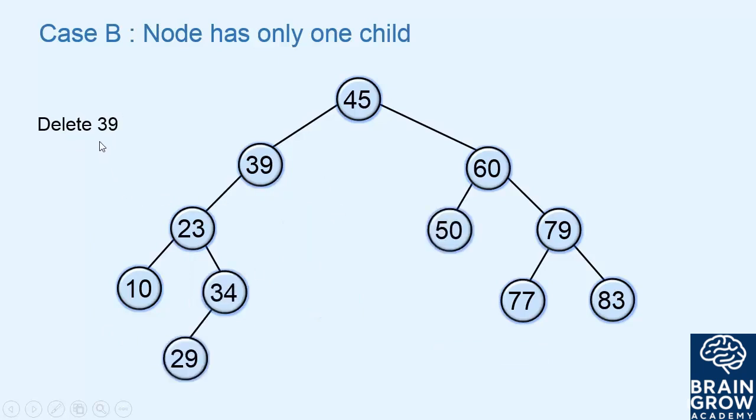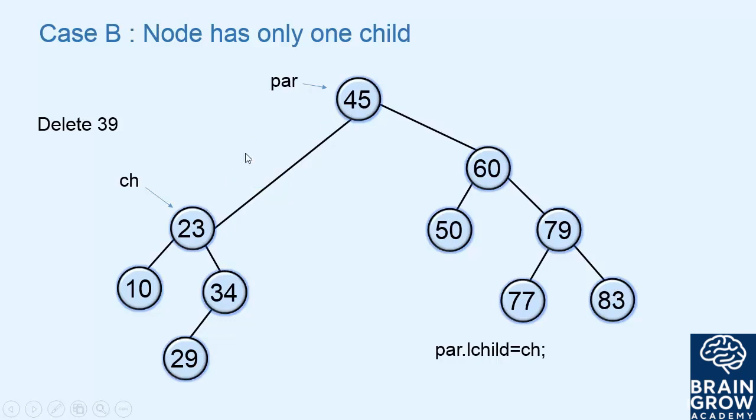Now suppose we have to delete node 39 from this tree. So P refers to this node, parent refers to this node, and child refers to this node. Now this node is the left child of its parent. So the child will become the left child of the parent node. So now this node is not a part of the tree.